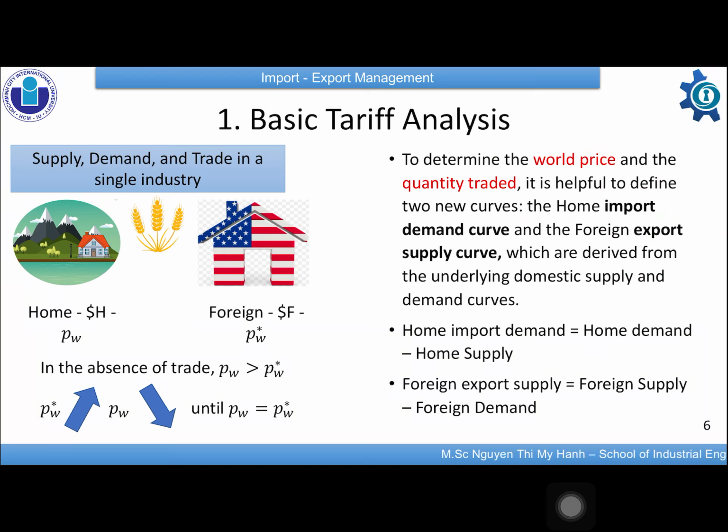We said that we only consider two countries, home and foreign. To be consistent with what we already learned in the previous chapters, we consider home and foreign countries, and both countries consume and produce wheat, which can be costlessly transported between the countries.